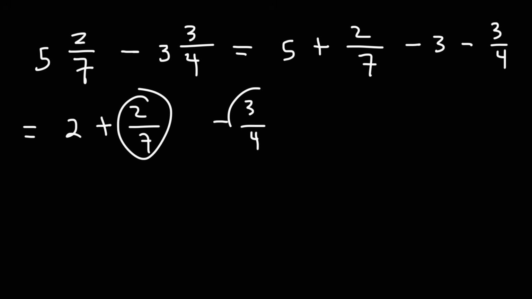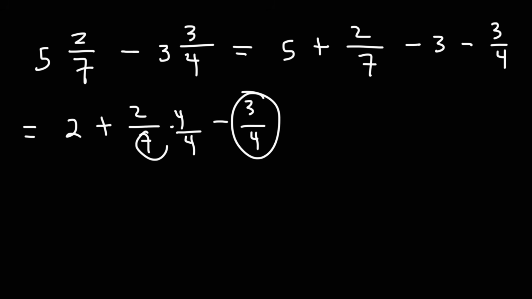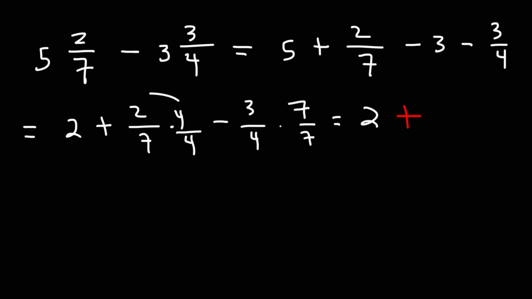So now let's combine these two fractions. We're going to multiply this fraction by 4 over 4, and we're going to multiply this fraction by 7 over 7 to get common denominators. So it's going to be 2, and then it's plus. This is 2 times 4 is 8, 7 times 4 is 28, so it's 8 over 28, and then minus 3 times 7 is 21, and that's going to be over 28 as well.